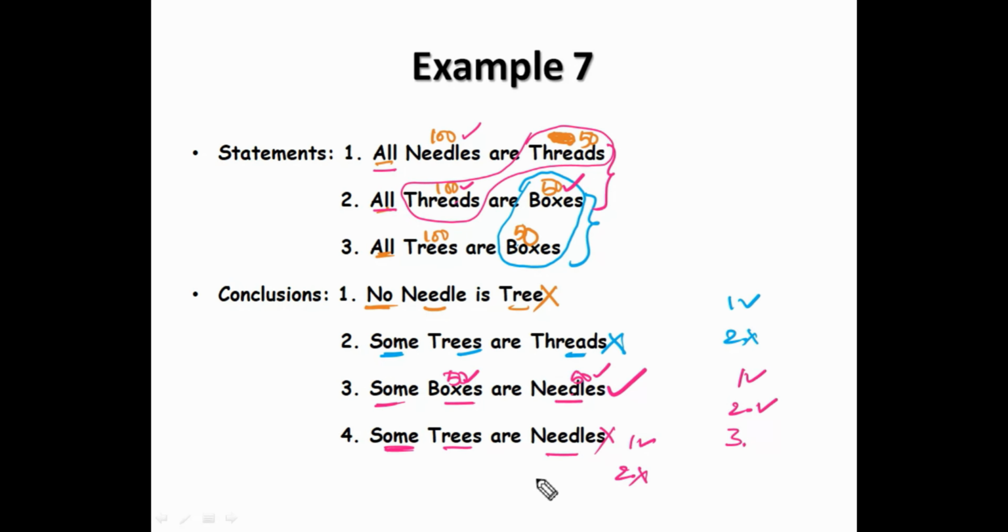Okay. So before concluding the answer, verify the either-or condition, after individual verification of all the conclusions. First point, the same pair of elements must be there. So same pair, needle and tree. Anywhere needle and tree? Yes, in the fourth conclusion also. Trees and threads, nowhere else. Boxes and needle, nowhere else. So 1 and 4 can be either-or because the same pair of elements is there.